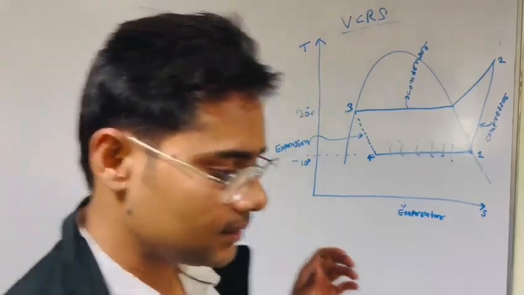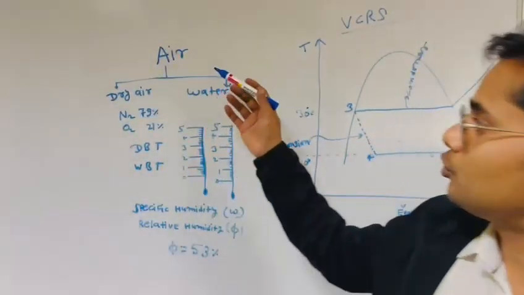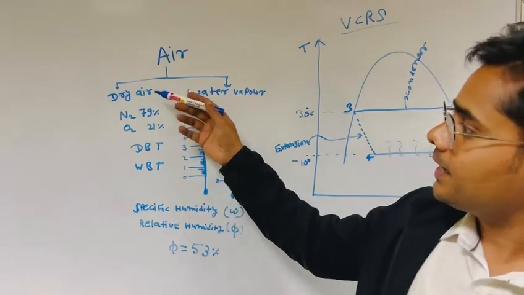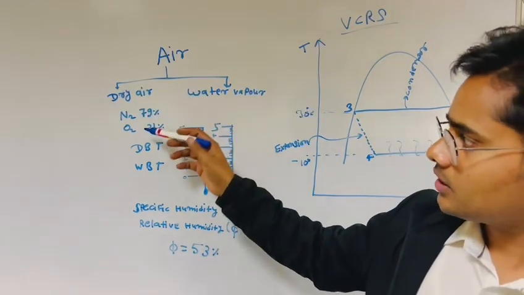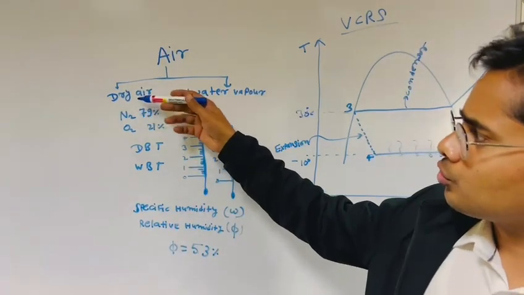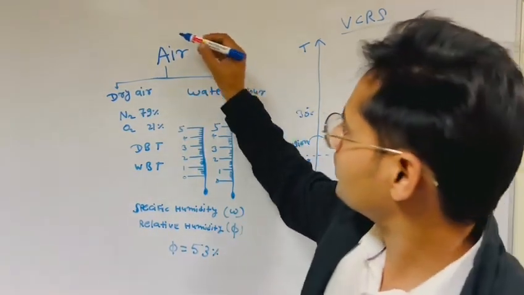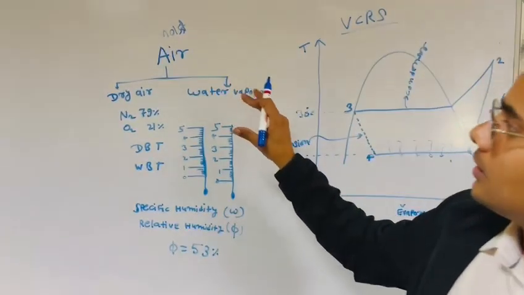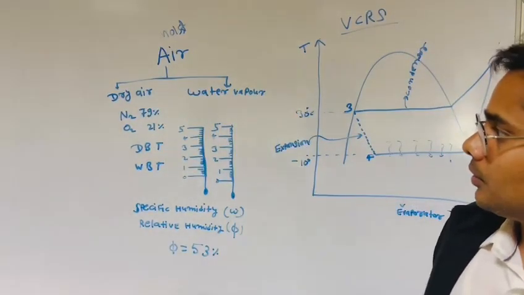So basically air contains two parts. First is dry air and second is water vapor. In dry air, nitrogen is present 79% and oxygen is present 21%. So it is a combination of nitrogen and oxygen. Moist air, this is not plain air, this is moist air. Moist air is a combination of dry air and water vapor.